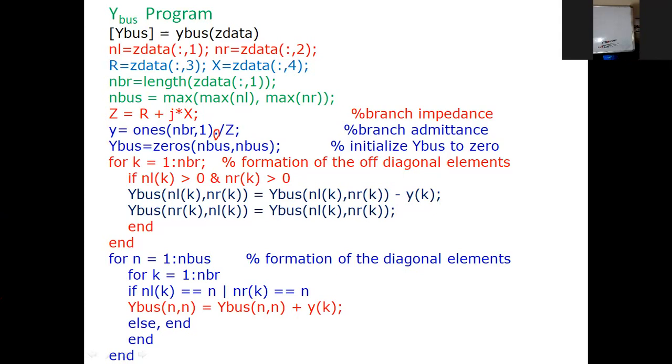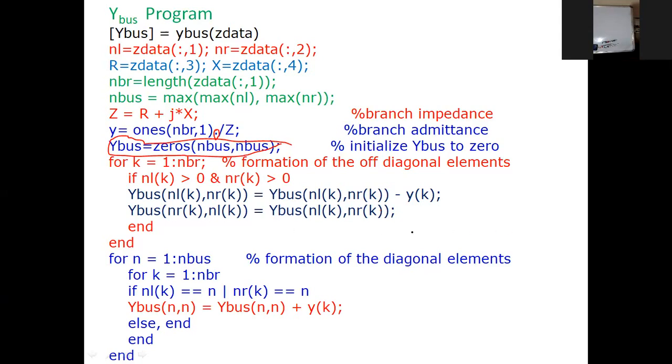Next, you see that Y bus equals zeros. I am initializing the matrix, because Y bus is a variable which I am declaring, so for that I am initializing all the values to 0.